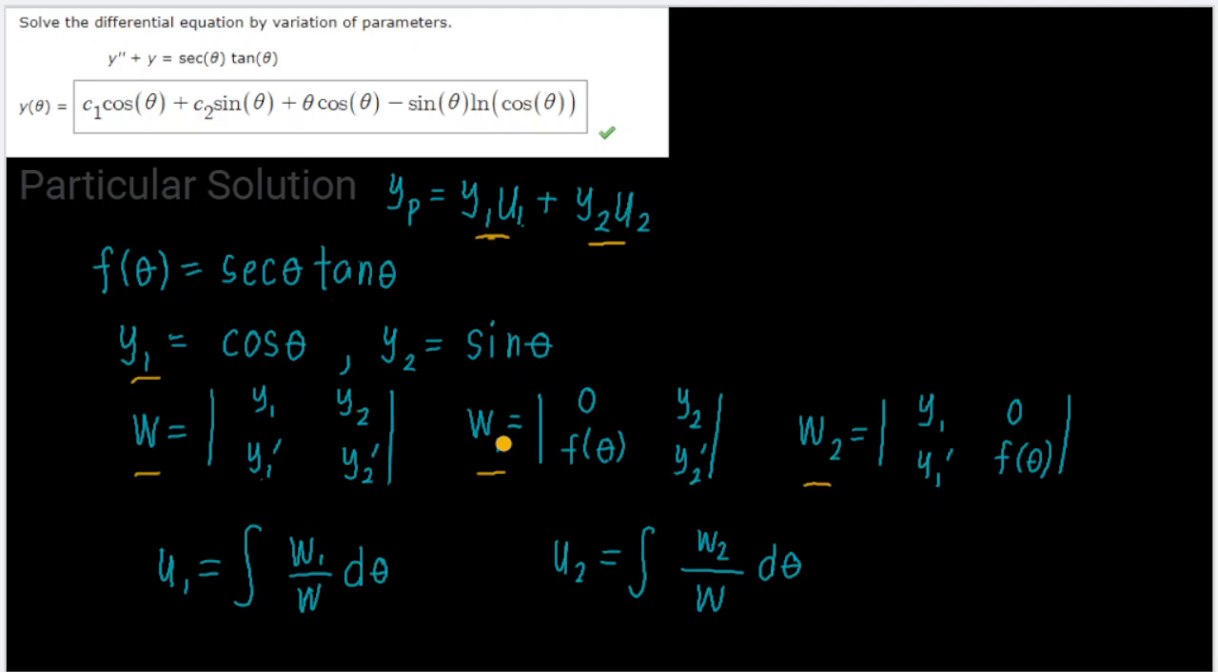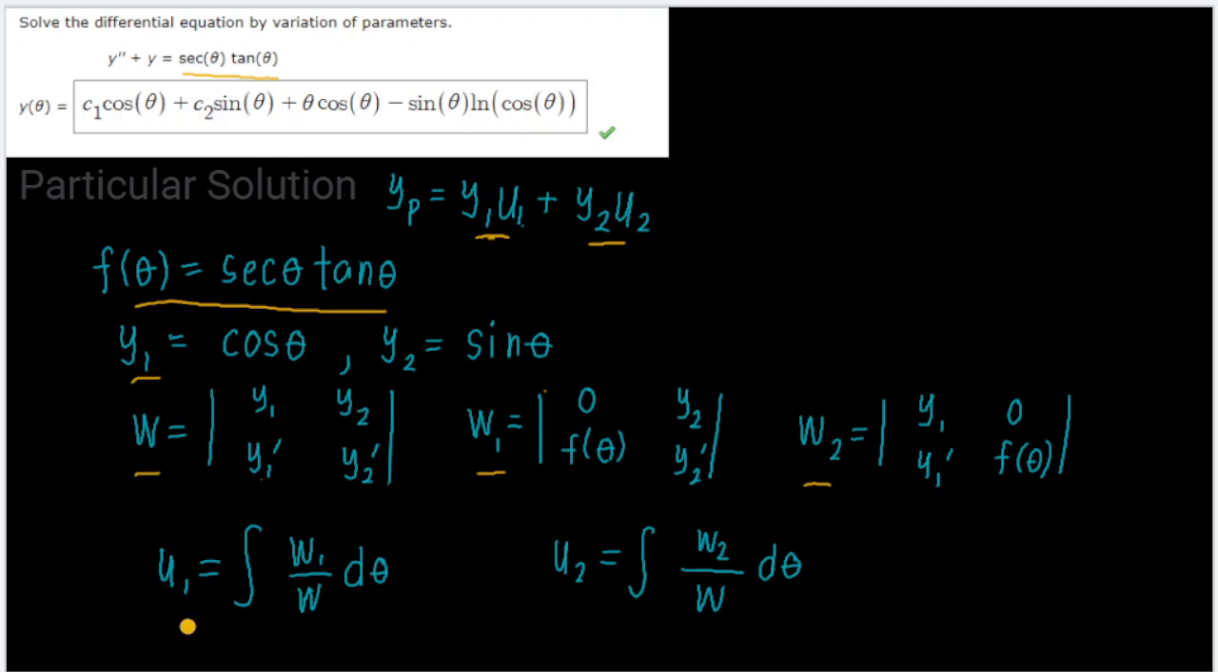That's our Wronskian. And our w sub 1 is just the same format here, but we change the first column to 0 and f theta, and our f theta is the secant tan theta, the right side expression of our differential equation. That's our f of theta, and we just input that in our second row, first column, for our w sub 1. On the other hand, for our w sub 2, we change the second column instead of the first column to 0 and f theta.